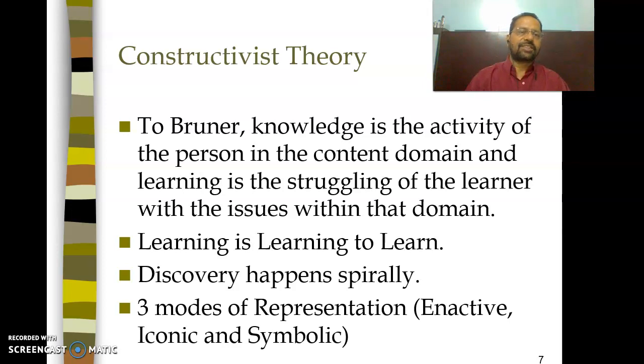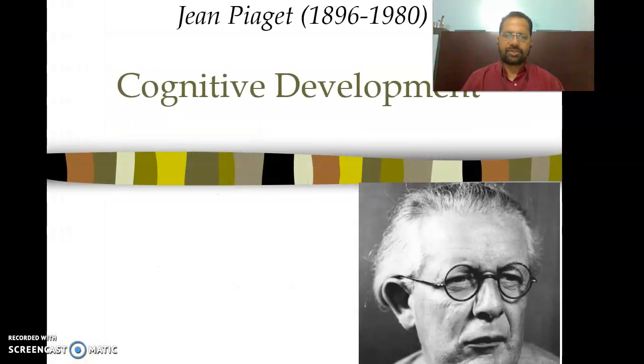He also spoke about the 3 modes of representation. They are enactive, iconic and symbolic. Enactive stage is almost similar to what Jean Piaget spoke about, the sensorimotor stage. Then there is this iconic, which is the image building stage in the attainment of knowledge. And then symbolic, which is the highest level, the formal operational stage according to Piaget.